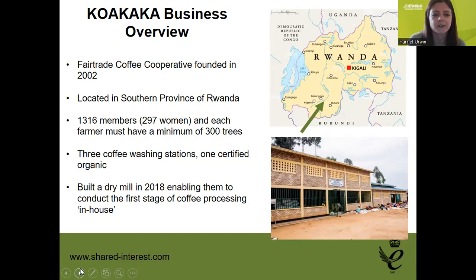So as a result of this, they constructed a third coffee washing station, which meant that it was in closer proximity for many members to reduce their travelling distance, and also enabled Kouakaka to increase the volume of coffee that they were able to receive and process. And then in 2018, they built a dry mill, and this enabled them to conduct the first stage of coffee processing, which is the dehusking, and to do that in-house essentially. Previously, they were paying 2 other cooperatives to do this, but by building the dry mill, it decreased their cost of production. So this was a great achievement for the cooperative. Next slide.